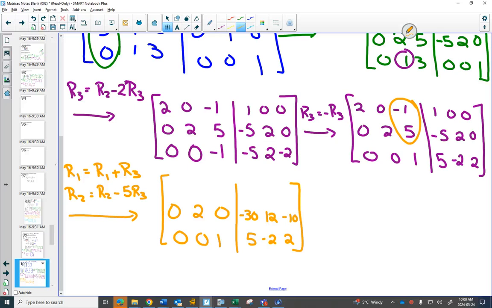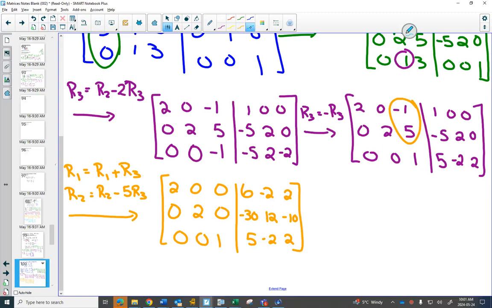Now row 1 plus row 3, this will stay at 2. This will stay at 0. And this will become 0. And then row 1 plus row 3, this will be 6. Negative 2. And 2.